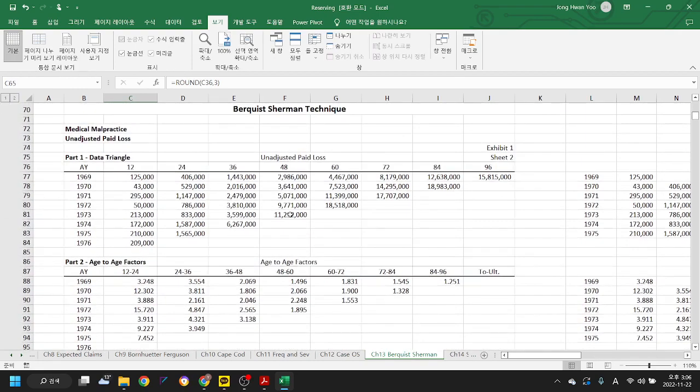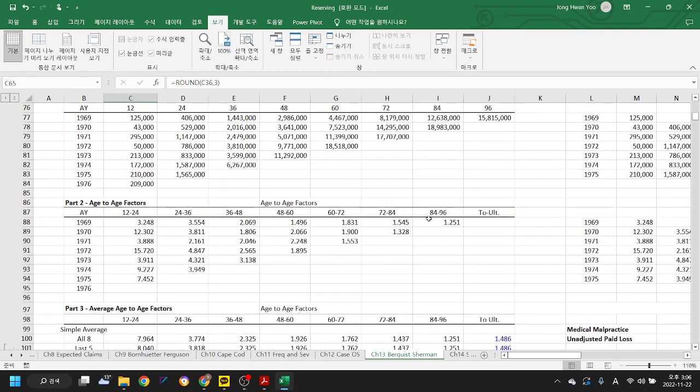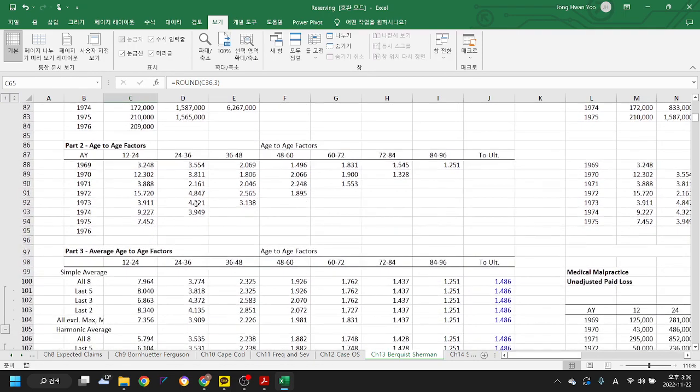And also we have unadjusted paid loss, on a cumulative basis. It's the same story. The amounts go up and down all over the place. And here you can see even much more volatility. The smallest one is 3.2, but the biggest one is 15.7. Wow, oh my God.